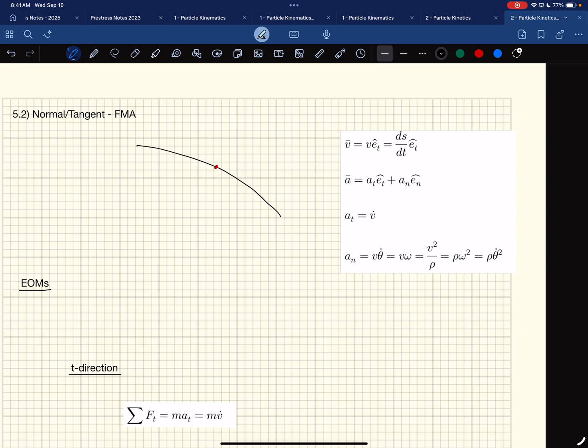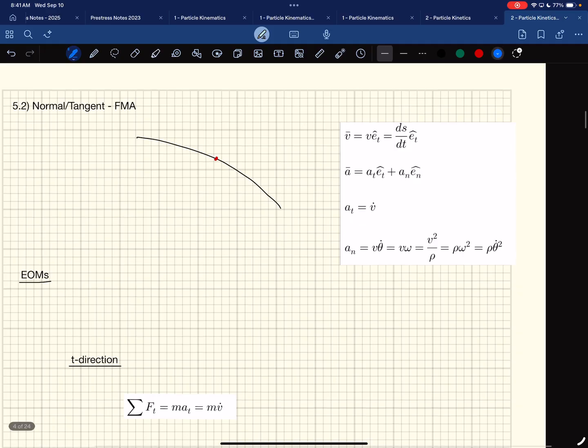Okay, so now that was Cartesian coordinates. Let's talk about normal tangent coordinates, because it works for this too. If you recall, normal tangent is things moving along their path. You have two coordinates that move along with the object. One is tangent to the path, and the other is perpendicular to that. That's their e_n direction and their e_t direction.